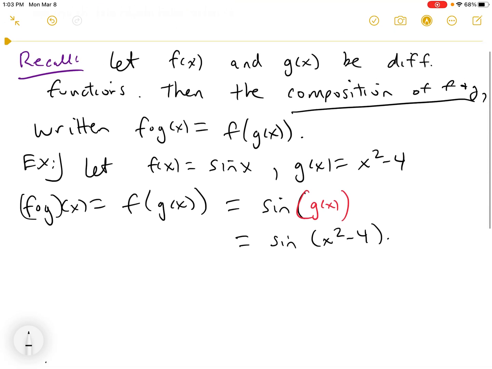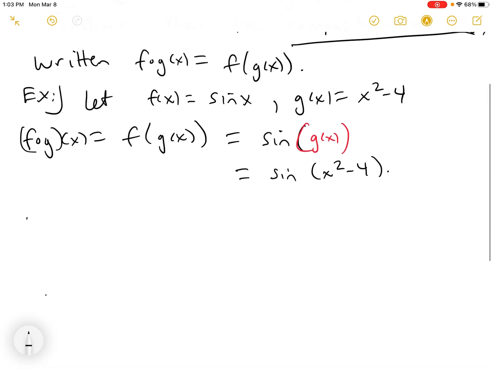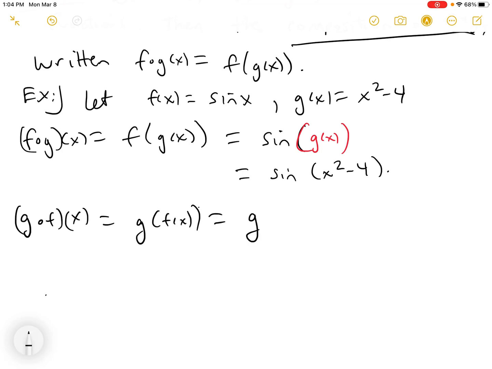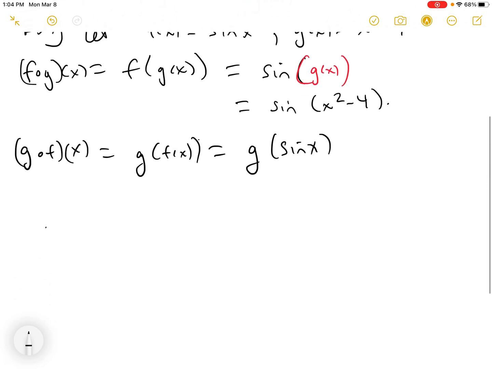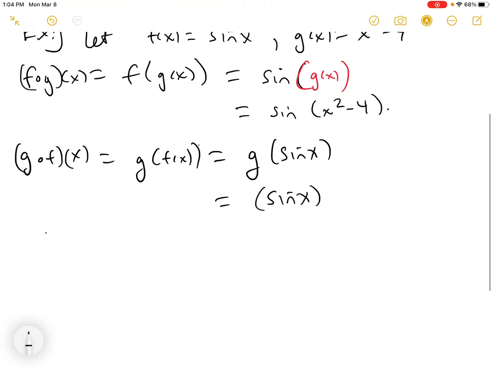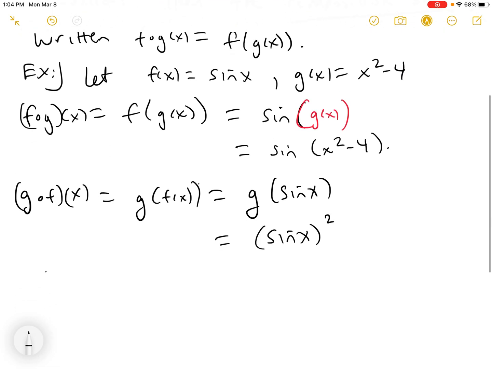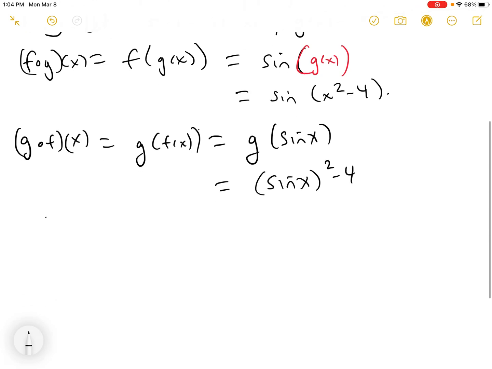If you wanted to compute g composed with f of x, this is g of f of x, and this is g of sine x, which is sine x quantity squared minus 4, and rewriting it, sine squared x minus 4.